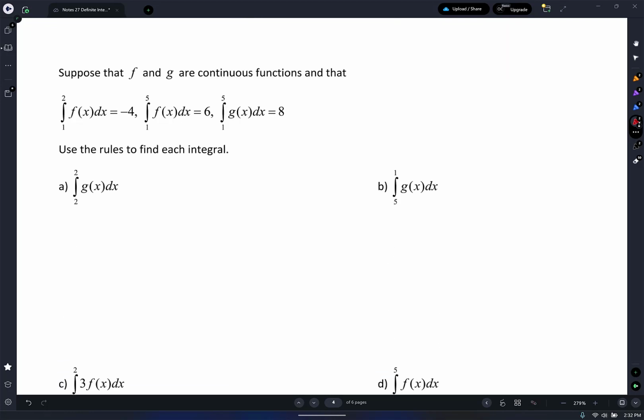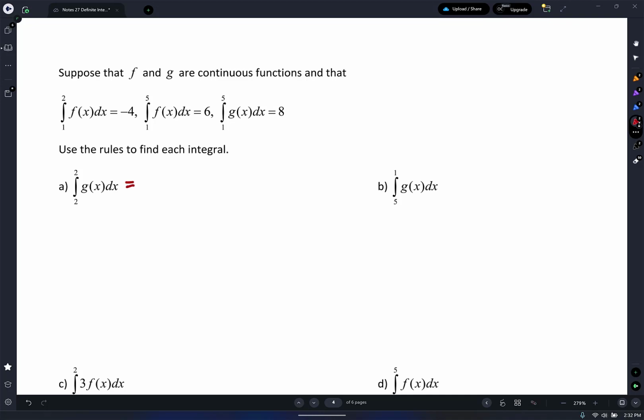Are we still okay? So they're telling me I have two curves. I have f of x and I have g of x. The integral from 1 to 2 of f of x is negative 4. From 1 to 5 of f of x is 6. From 1 to 5 of g of x is 8. Nothing crazy, right?